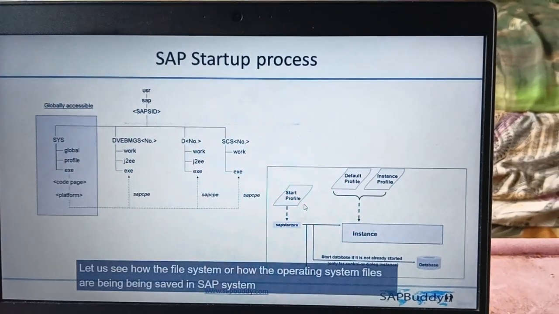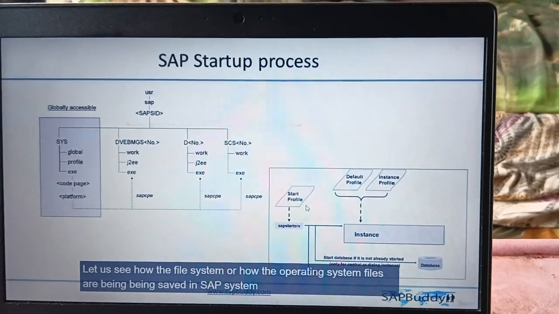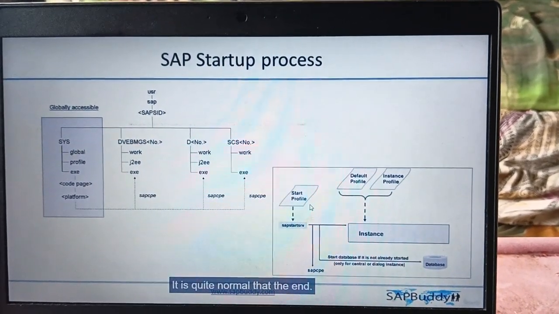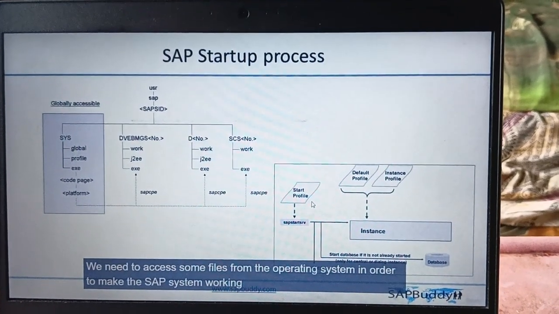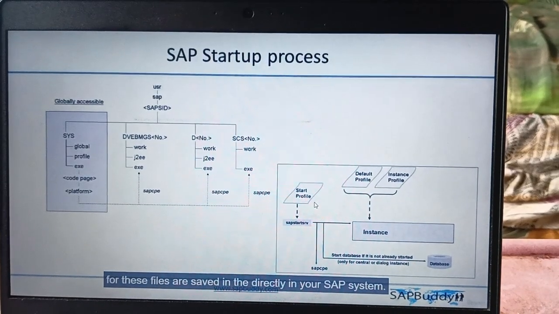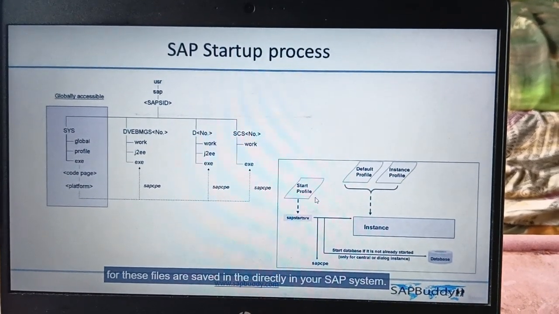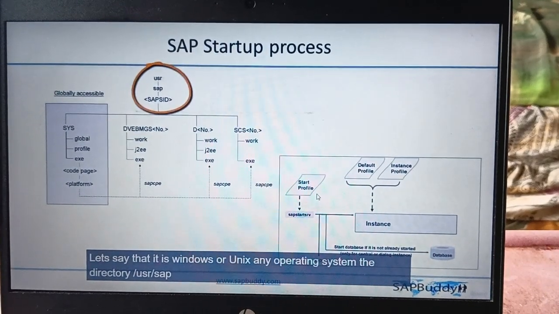Before that, let us see how the operating system files are saved in an SAP system. It is quite normal that in the end we need to access some files from the operating system in order to make the SAP system work. So these files are saved in a directory in your SAP system, whether it is Windows or Unix, any operating system: the directory USR SAP.